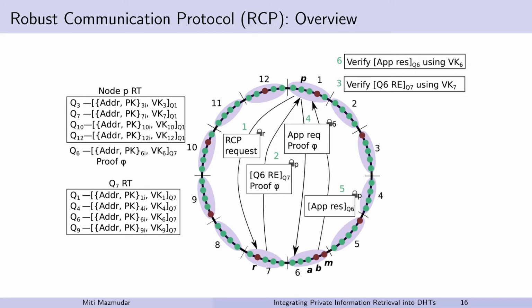Also, node P can now communicate with the target quorum through application level messages such as DHTPIR messages in steps 4 and 5 here. In step 5, node P gets an application response from quorum 6. Node P can verify this response using quorum 6's verification key as shown in step 6 here. All that you need to know for your IPFS application messages is that you can now verify the responses from a target quorum using its public verification key that we obtained during routing.